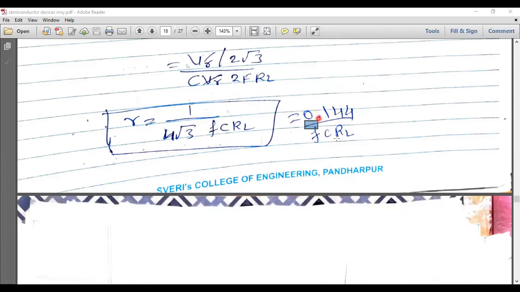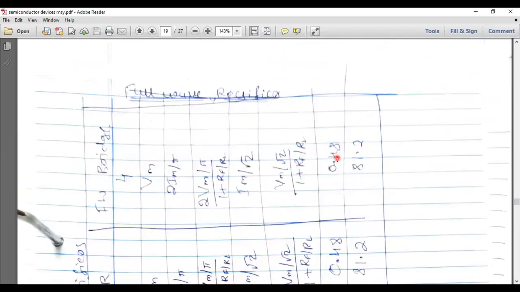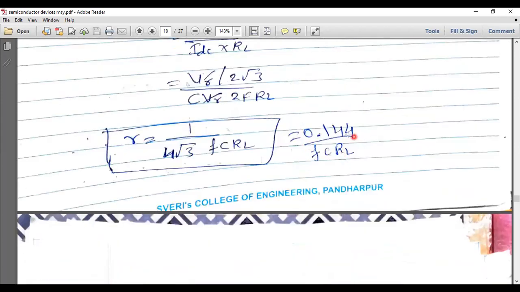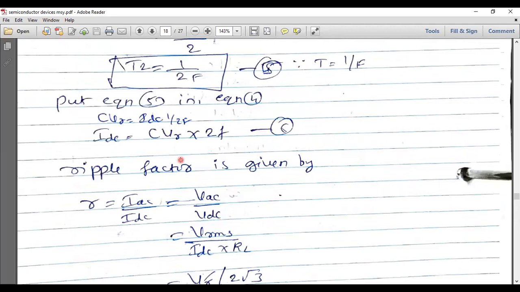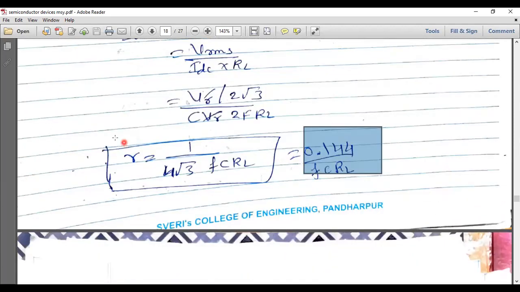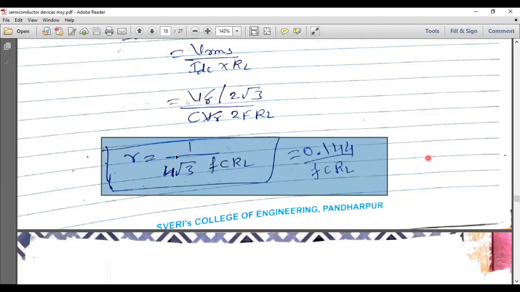See here, again it will decrease. Since frequency is used, it will decrease more here now. Here 50 into capacitor value into load value, we get 0.000 something. 0.144 divided by f C R L, we are going to consider here now. That's it, so this is the ripple factor. To remember, this last formula you have to remember, this complete formula.